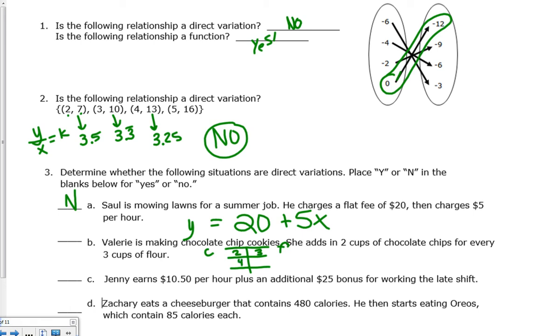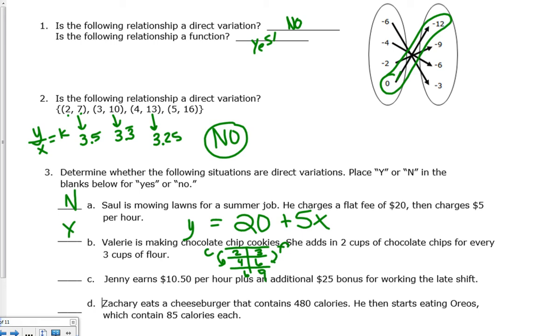Those would be 4 and 6, 6 and 12, right? Oh, no, 6 and 9, sorry. So I can tell that this is increasing at the same rate on both sides. When this side doubles, so does the other. So this is actually a yes.